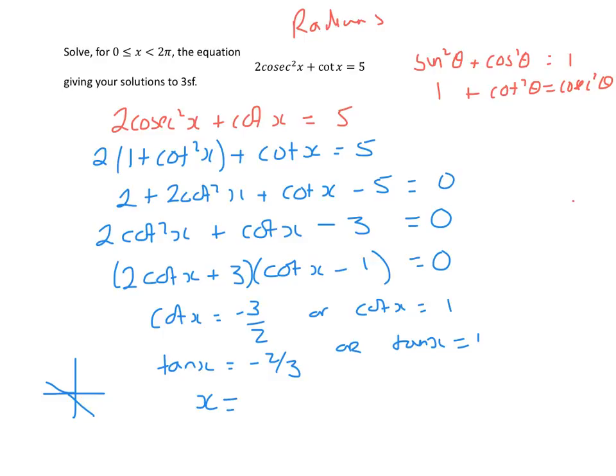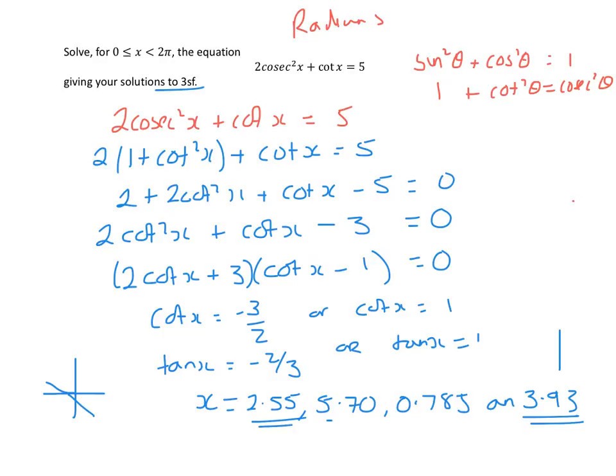So we're working in radians, and my 4 solutions are going to be x equals 2.55. It does say to 3 significant figures, 5.70, 0.785 and 3.93. So they're my 4 solutions to 3 significant figures. So it's really important to read the question carefully. Look at what we're measuring. We're measuring in radians. We want our answer to 3 significant figures. Watch your signs and you should be fine.